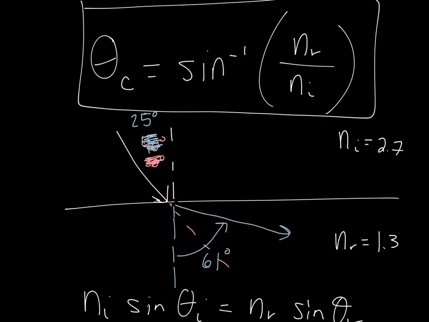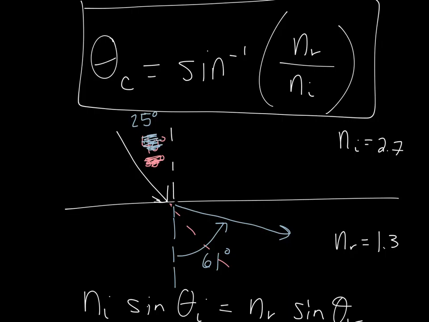You got an error? Sine inverse of 1.3 over 2.7? Oh, I did. You did 2.7 over 1.3. I got 28.8. Yeah, so anything higher than 28.8 would cause total internal reflection.